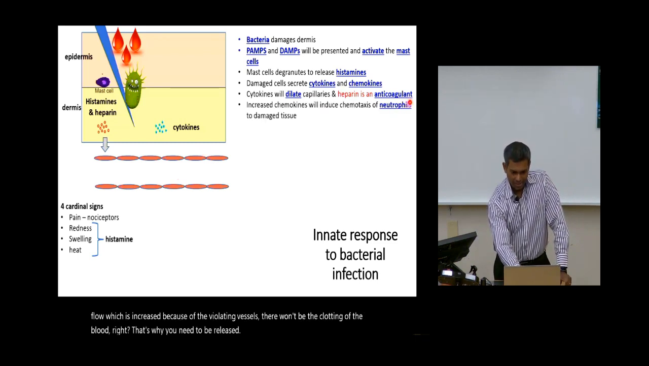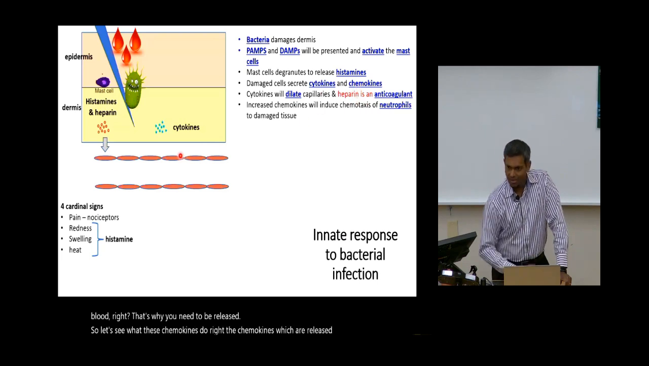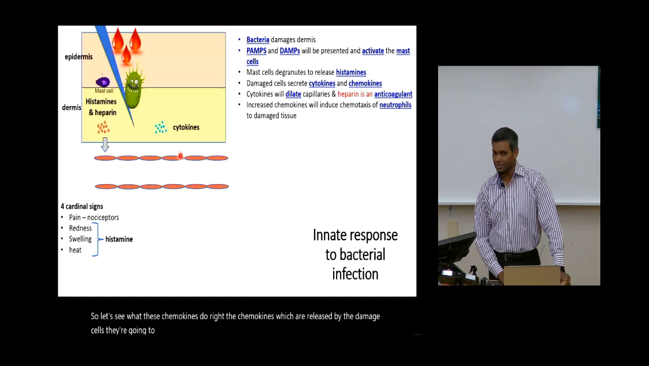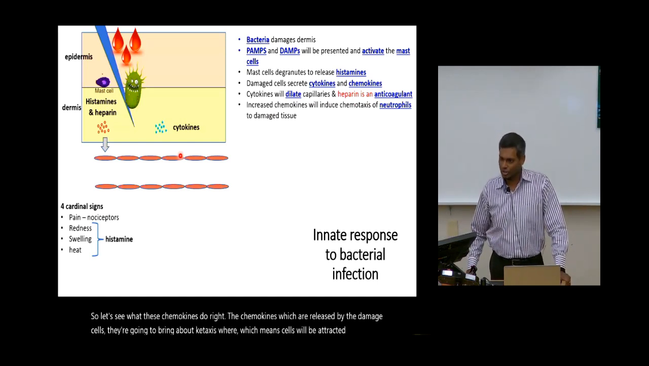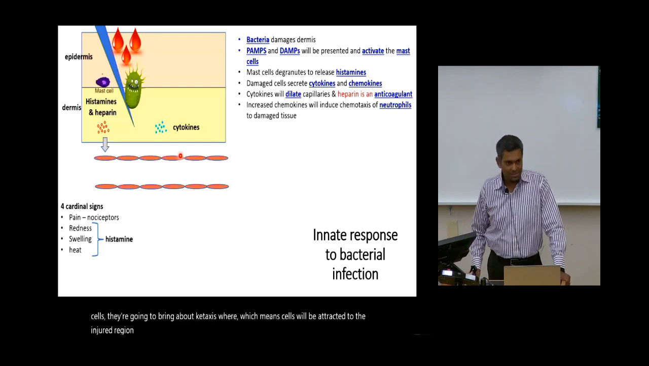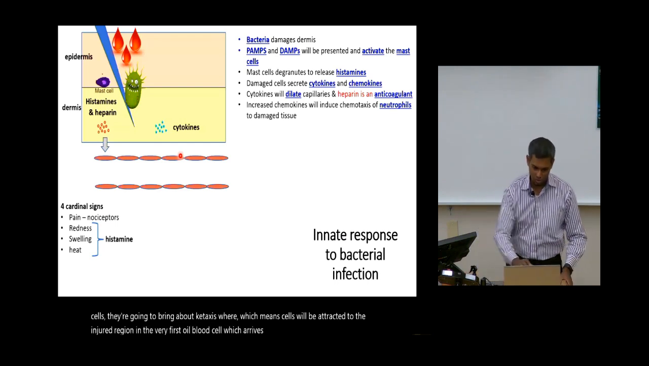So let's see what these chemokines do, right? The chemokines which were released by the damaged cells are going to bring about chemotaxis, which means cells will be attracted to the injured region, and the very first white blood cell which arrives there will be the neutrophils.